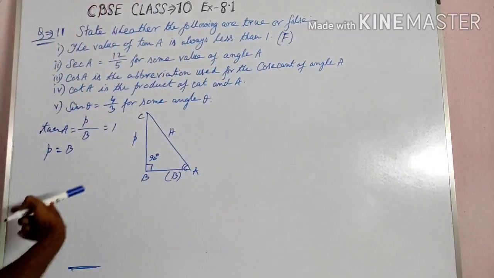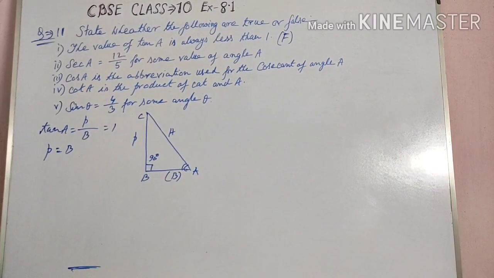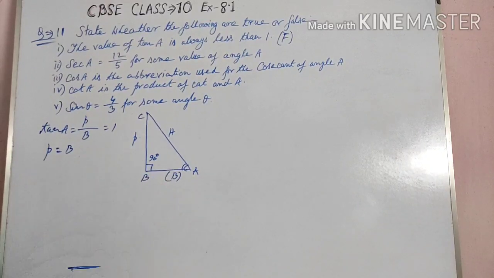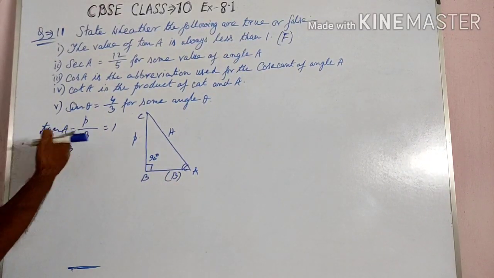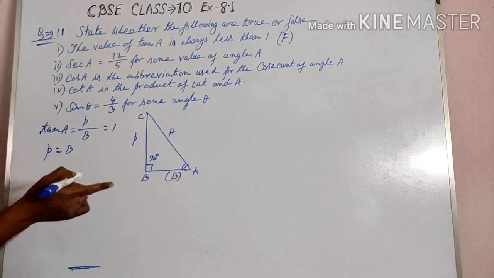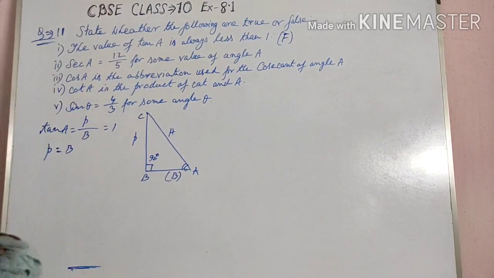For a particular case tan A will be equal to 1. Suppose in this right angle triangle perpendicular is greater than base, so the value of tan A must be greater than 1. Okay, so it is a false statement.